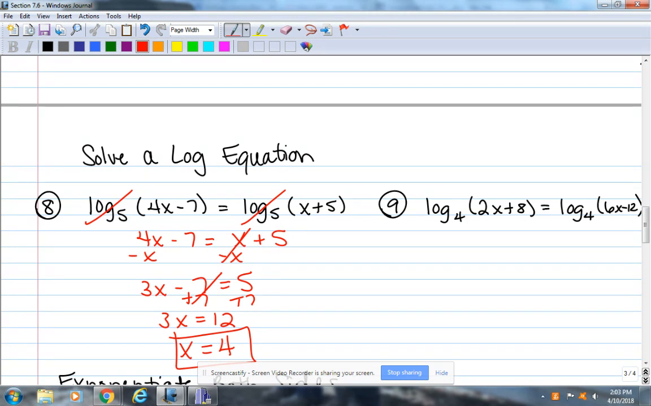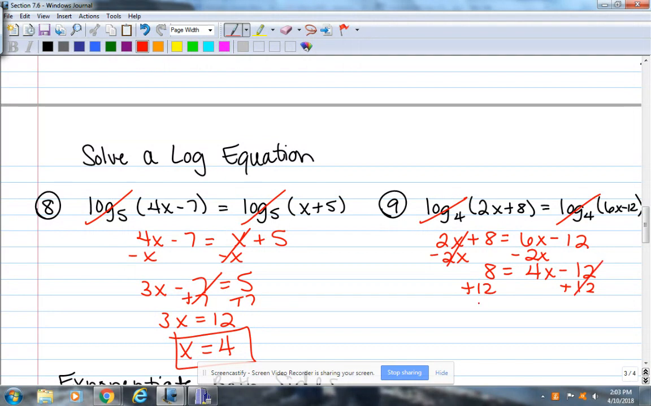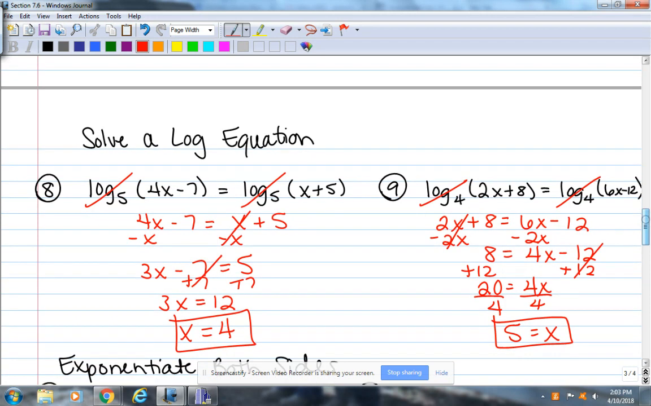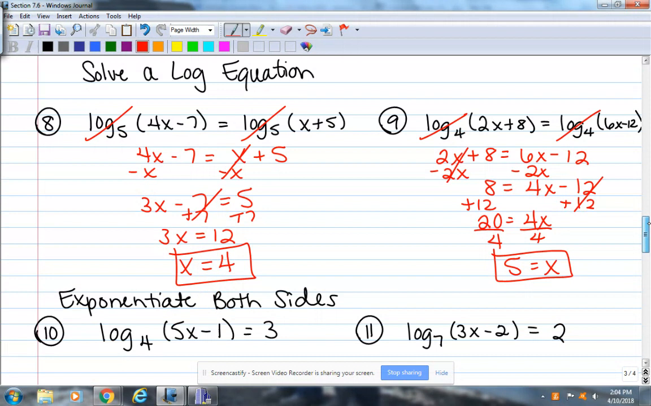So log base 4s are on both sides, so what happens to them? You can cancel them both out, so you're just left with 2x plus 8 equals 6x minus 12. Get your x's together. 8 equals 4x minus 12. Add your 12 on both sides. What's 8 plus 12? Divide by 4. What's 20 divided by 4? Those are easy, right? Okay.